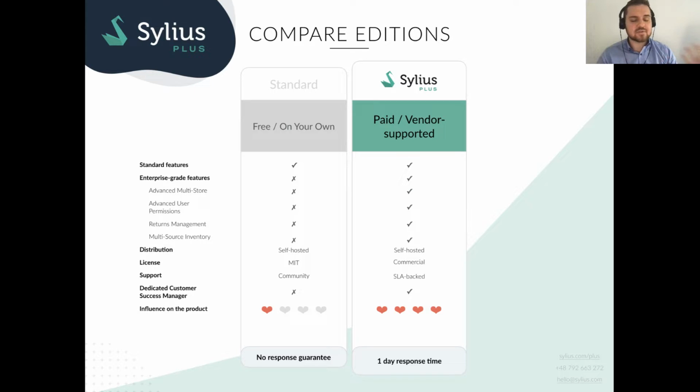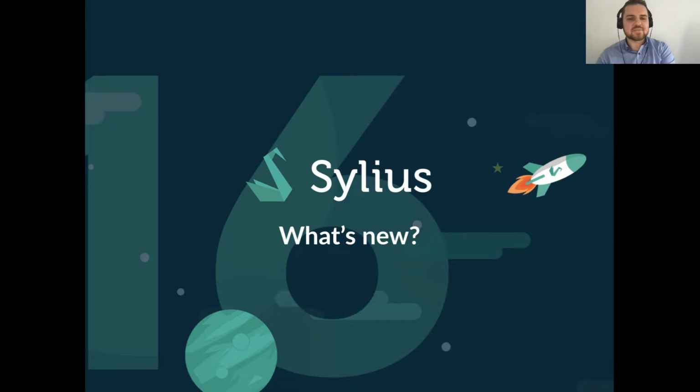But we are working on both of these versions at about the same time, and in this webinar I will focus on the functionality that we shipped in version 1.6 of Sylius, which is available to everyone for free and still on the MIT license, which we will never change. So, what's new in Sylius 1.6?